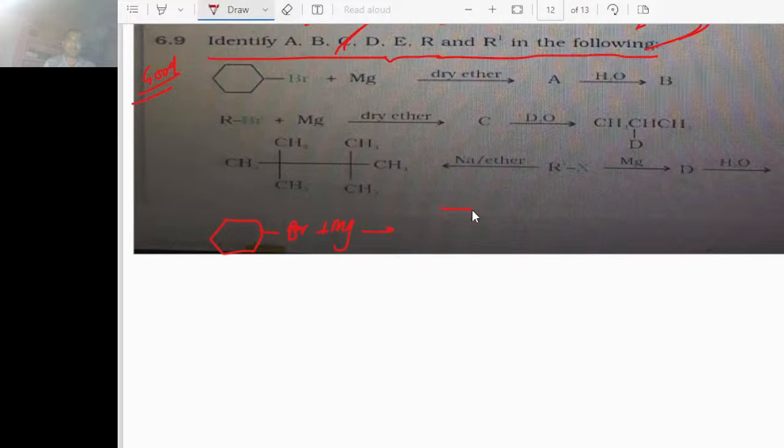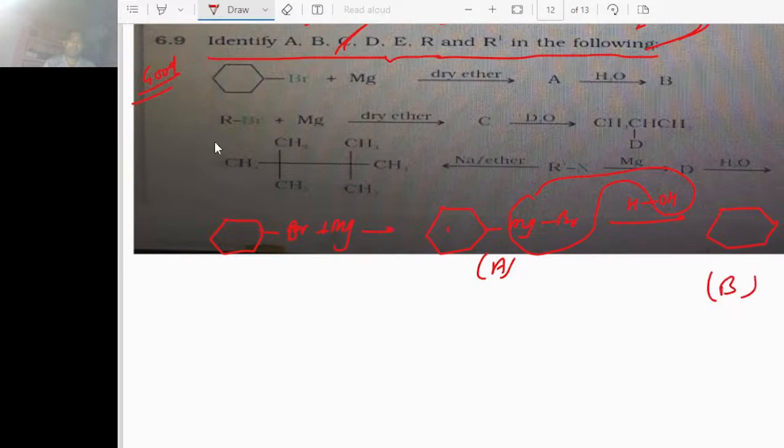RMgX is Grignard reagent. So here is the Mg, and this side it will be Br. This compound is A. Now treating the Grignard reagent with the water, student. So what will happen? MgOHBr will be out, student, and cyclohexane will form. This is MgOH, and this is going to be Br, right? This compound is going to be B, right?